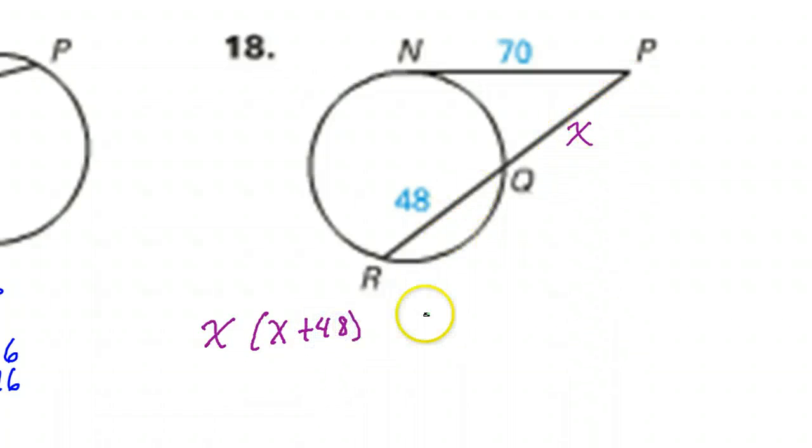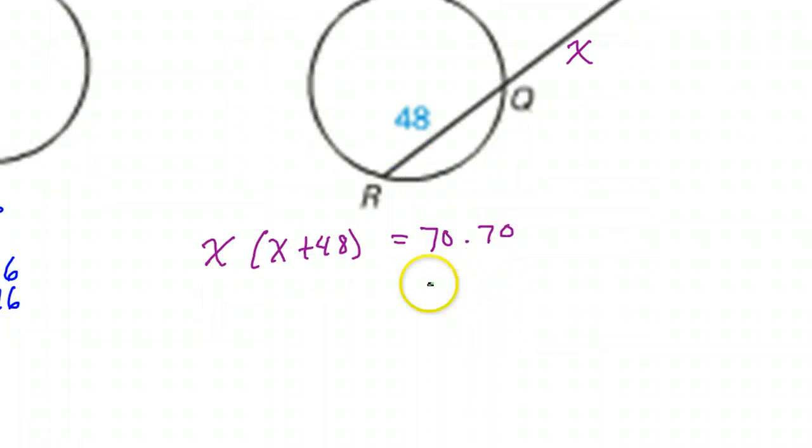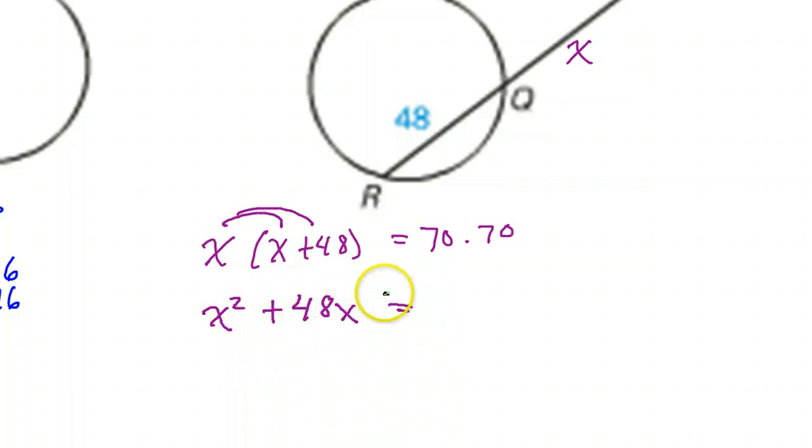Okay, part times whole is equal to part times whole. Well, that's 70, because it's a tangent. 70 is the part and the whole, so you have to do it twice. So distributing, this is going to give me x squared plus 48x is equal to 4,900.